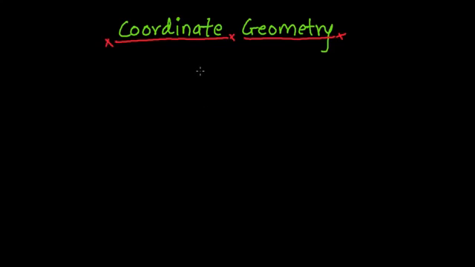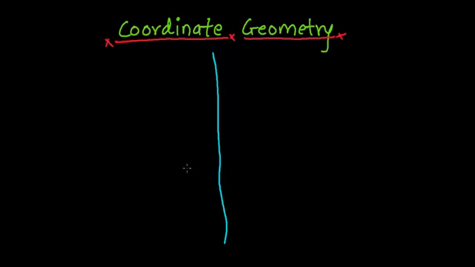Hi friends, today we are going to learn about coordinate geometry. In coordinate geometry, we basically learn to locate the positions of different objects or points in a plane, right? And to locate the point or the position of any object in a plane, we need two perpendicular lines. So let me draw the two perpendicular lines.